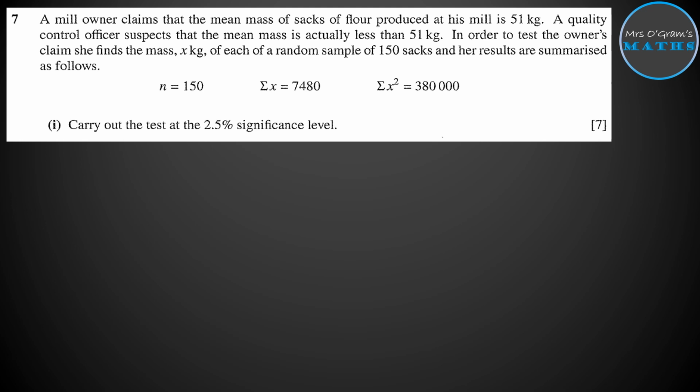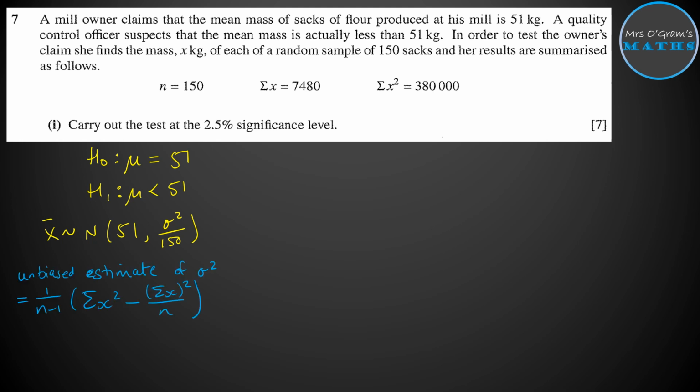Now finally, question 7, we have a null hypothesis that the mean is equal to 51, an alternative hypothesis that the mean is not as stated, and in fact it's less. So it's a one-tailed test, so mu is less than 51. X bar is originally stated to follow a normal distribution with 51 and sigma squared over 150. We haven't been told sigma squared, so we'll need to work out an unbiased estimate for that variance. And you have that formula on your formula sheet. And that comes to 46.96, so that's what we are going to estimate our variance to be.